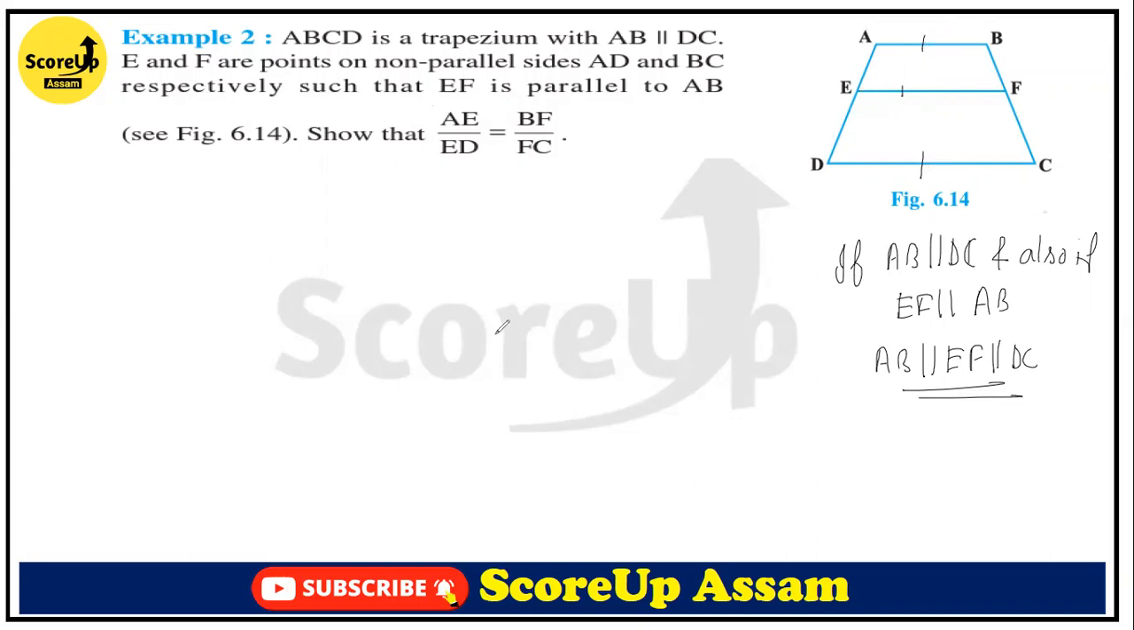AB parallel EF parallel BC, right? Show that AE by ED is equal to BF by FC. Okay, we'll now prove it.